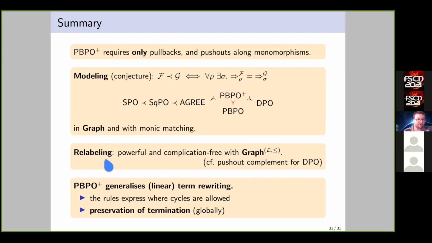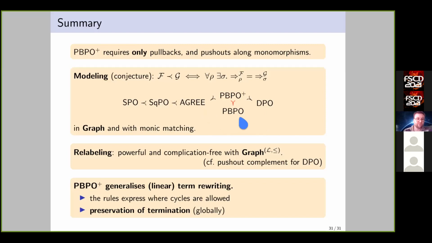PBPO Plus allows for very powerful relabeling, so we can have very powerful wildcards in our rules. It works absolutely complication-free with graphless equal, whereas DPO has troubles to do relabeling and it does not work with graphless equal. We think that PBPO is nice because it is a strict generalization of linear term rewriting, including preservation of termination, which does not hold for the frameworks that were there before.